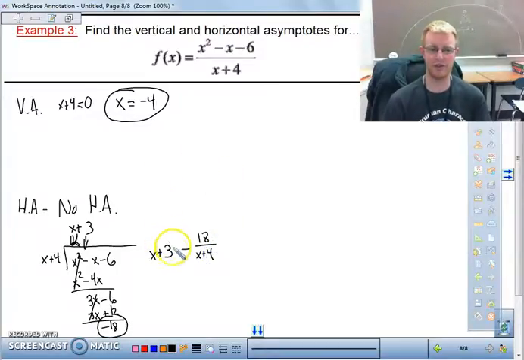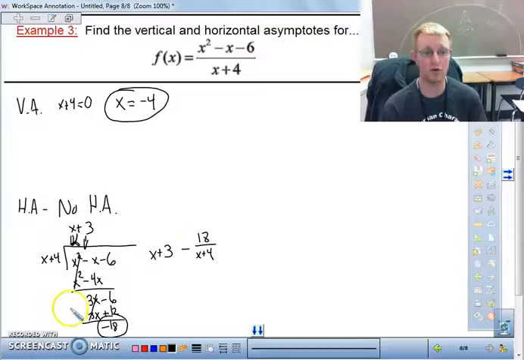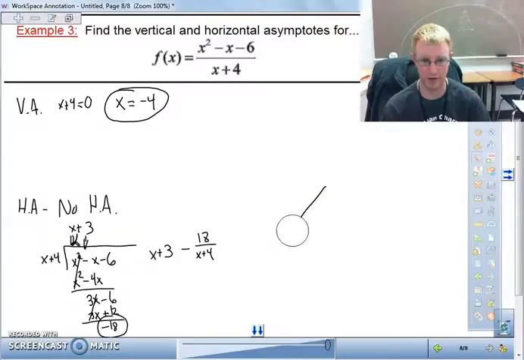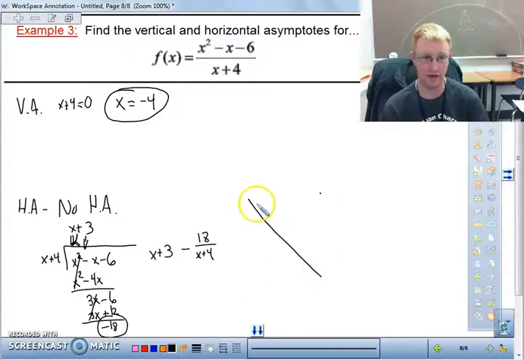Now, this is the easy part. So you did your long division. Think about slant asymptote. We're talking about like, there's my slant, or this, there's my slant. We just put it with a dotted line instead of a solid line.